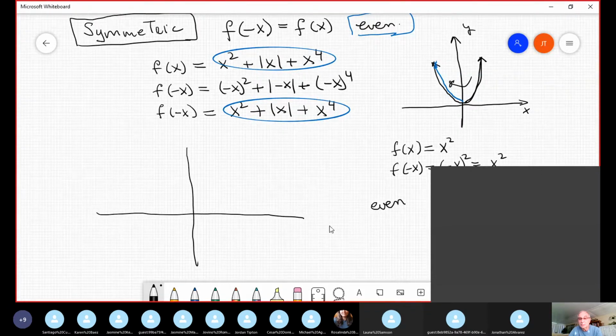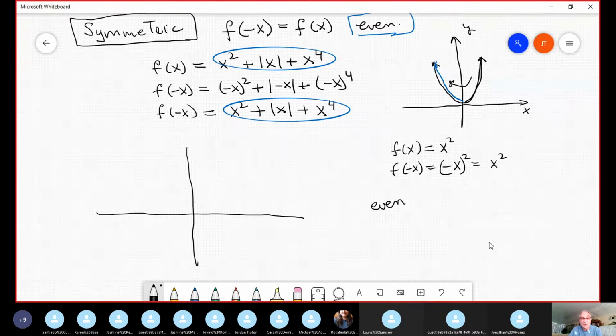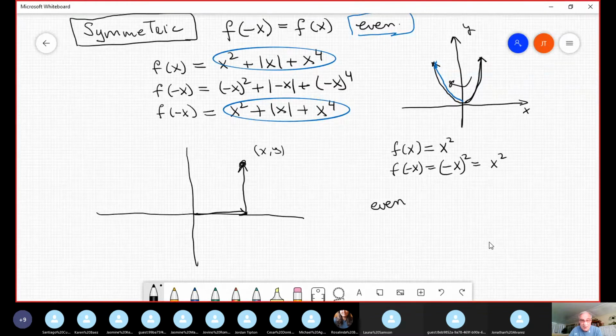Okay, so it's the boss. Okay, see, I prove somehow that the function is even. That means that one arbitrary value of the x here gives me one value of the y, and you get the point x comma y. This segment is x, this segment is y.